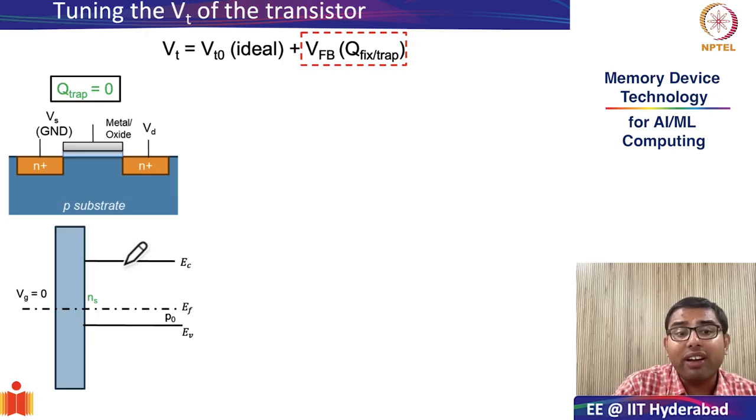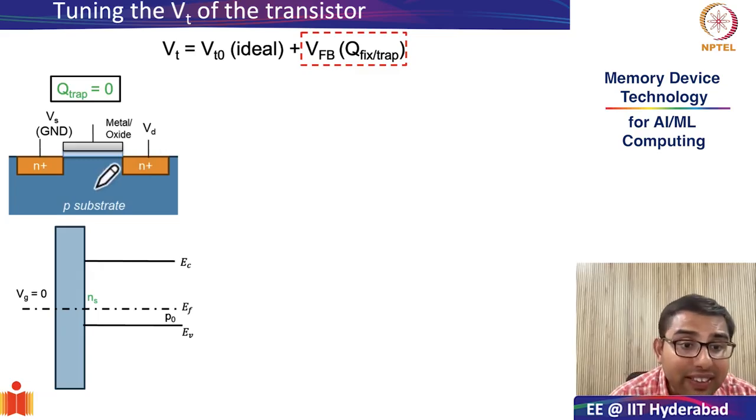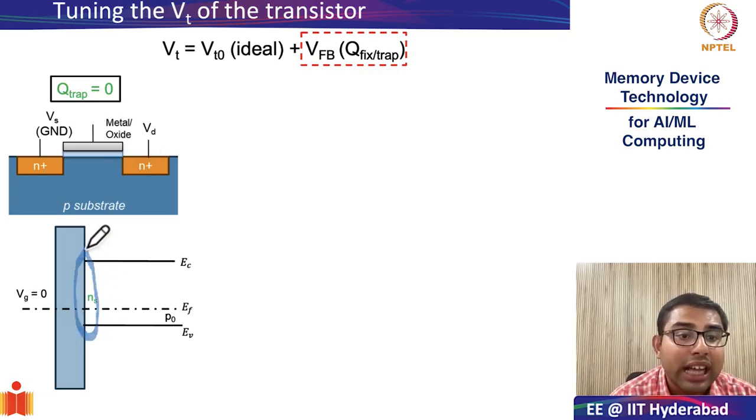So now what are we trying to do? We will slowly crank up the gate bias such that the transistor turns on. Remember, what is the condition for turn on of the transistor? There should be an inversion layer which forms at the interface of the oxide and the semiconductor.